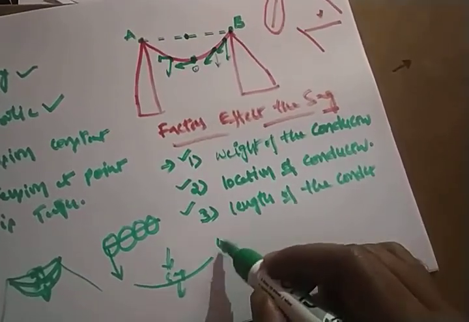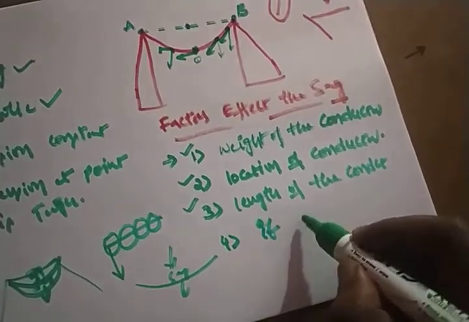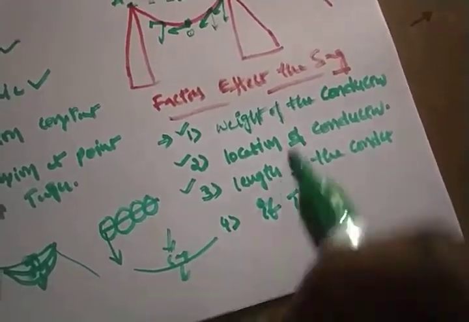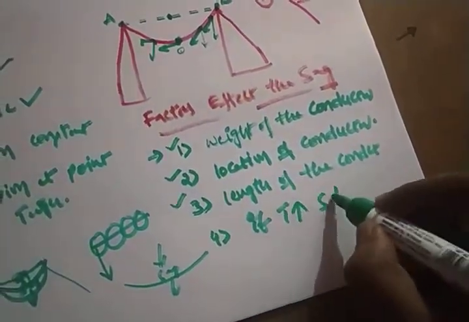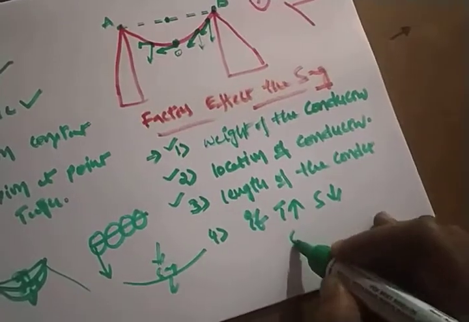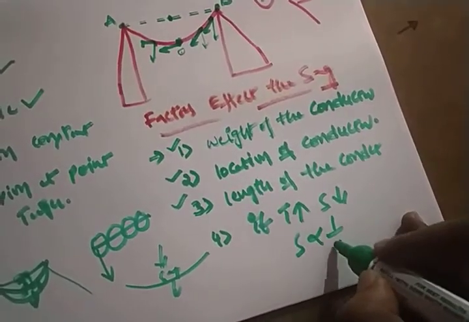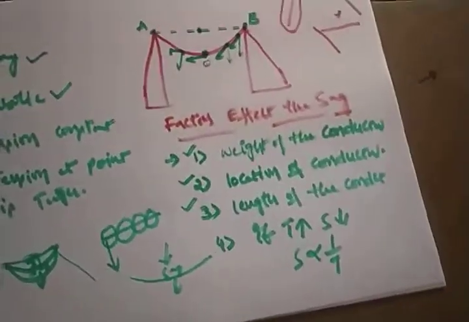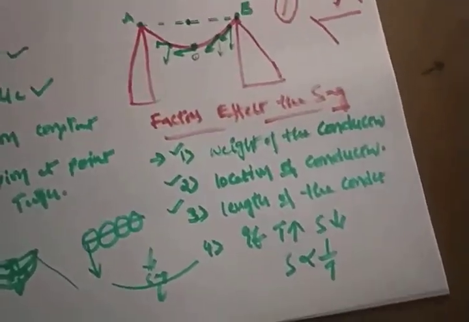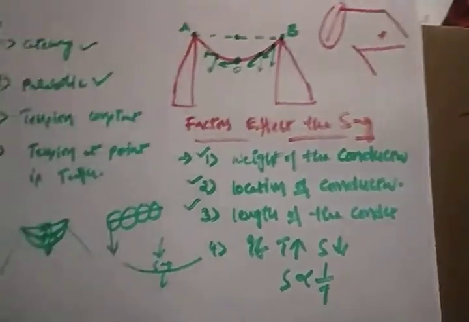And the last one: if the tension is more, what about the sag? If the tension is tight, what happens to the sag? It reduces. When the tension is more, your sag is going to reduce. That means sag is inversely proportional to the tension or tensile strength, right? Tensile strength.